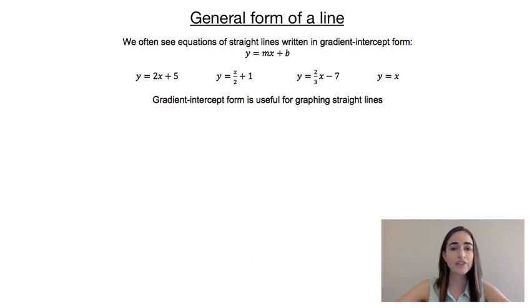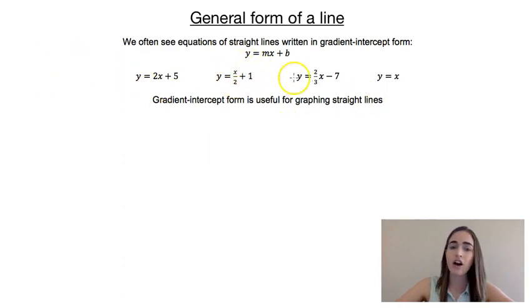In this video, I want to have a look at something called the general form of a line. So we've been looking at equations of straight lines, but usually when we've seen them, they've been written in what's called gradient intercept form, which was y equals mx plus b. So for example, all of these expressions here are written in gradient intercept form, so they've got y as the subject of the equation. In this one, the gradient is 2, the y-intercept is 5. In this one, the gradient's a half, and the y-intercept is 1.